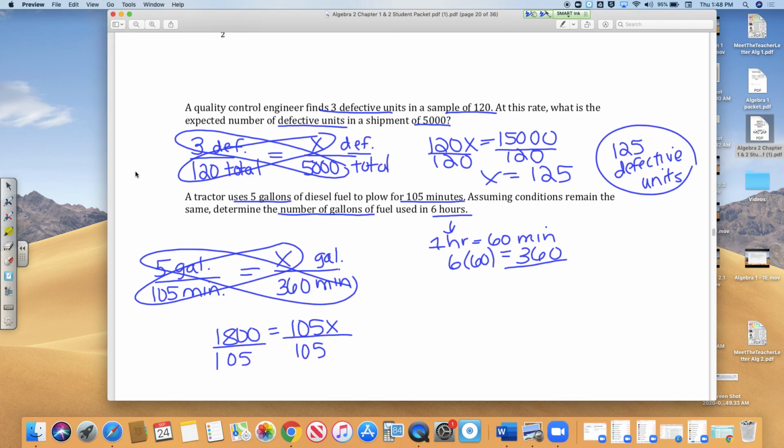And when I do that, I'm going to get, not an integer, I'm going to get x is equal to 17.14. It does not say what to round to, so I'll just round to the nearest hundredth and say that it's 17.14 gallons. And that's it for this section.